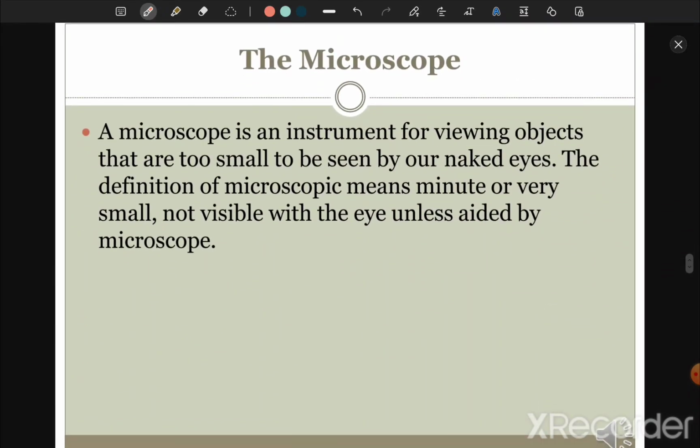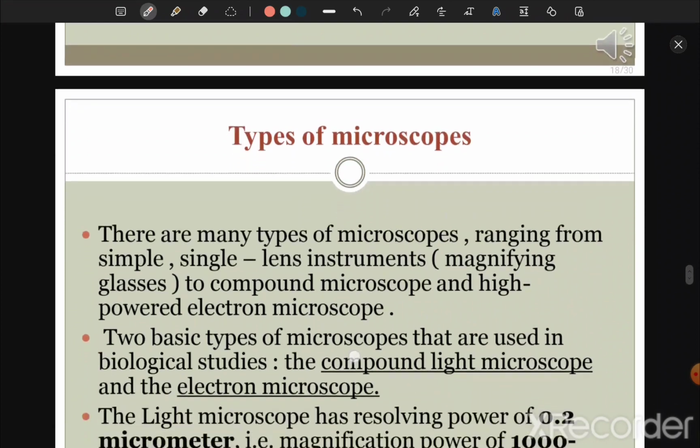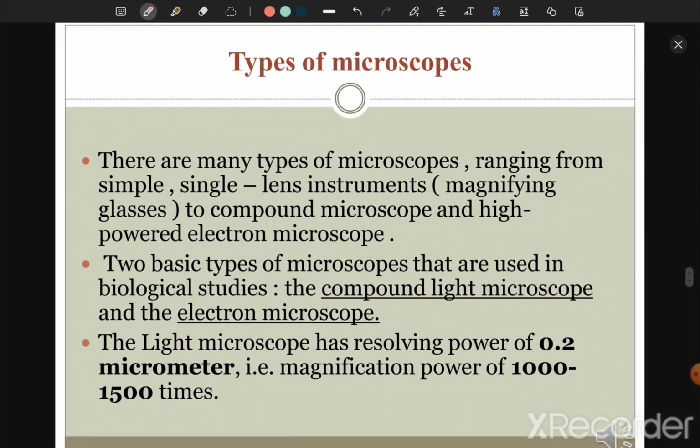There is the simple microscope, with one set of lenses, and we have the conventional compound microscope. When you say compound, it has more than one set of lenses. We will discuss them. So we have the types of microscope. There are many types of microscope, ranging from the simple with a single lens, magnifying glasses, and the compound one, which has high magnification power because it has more than one set of magnifying lenses.